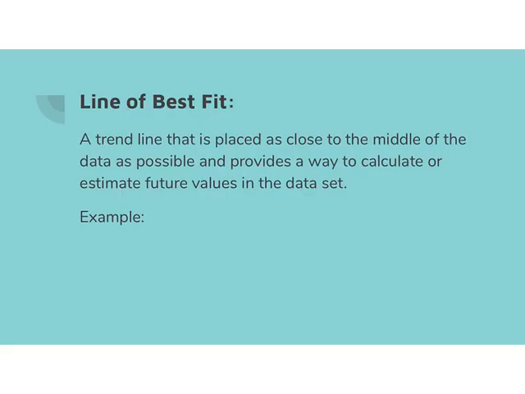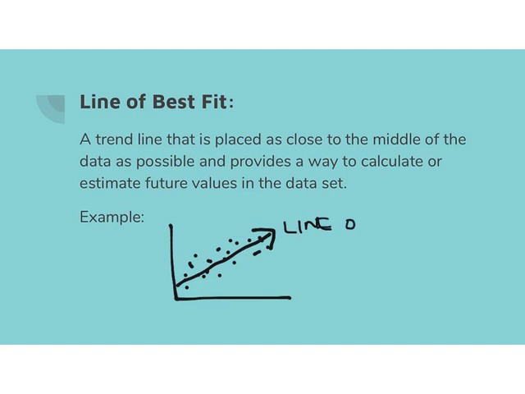So a line of best fit is actually a trend line that is placed as close to the middle of the data as possible and provides a way to calculate or estimate a future value in that data set. So for example, if we see that we have our dot plot here, we have all of our dots that are kind of all scattered all over the place. Our line of best fit is this line right here that is right in the middle of our data, trying to hit as many points as we possibly can, and this is our actual line of best fit.